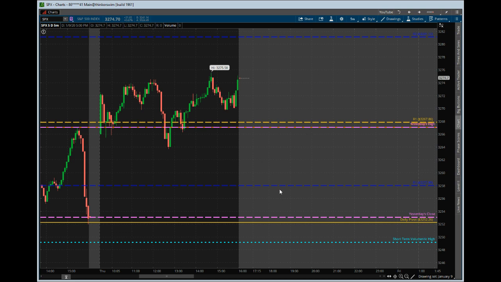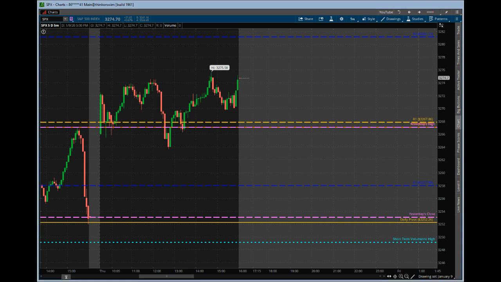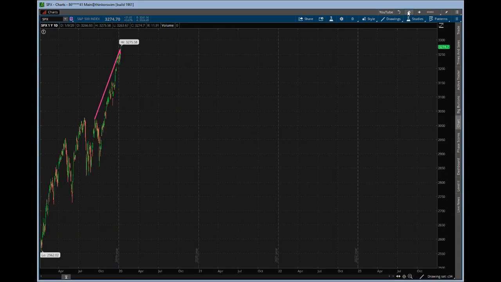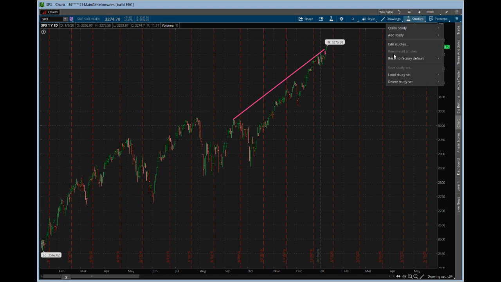So good stuff. Well, I hope everybody's doing great. So today, again, we're going to be talking about day trading divergences with the Detrended Price Oscillator. So let's talk about that a little bit here. So the Detrended Price Oscillator, I'm going to pull it up here. Let's go to the daily chart. Okay. And let's pull it up. It's in Thinkorswim. You go to Studies, Edit Studies, and just type in Detrended.